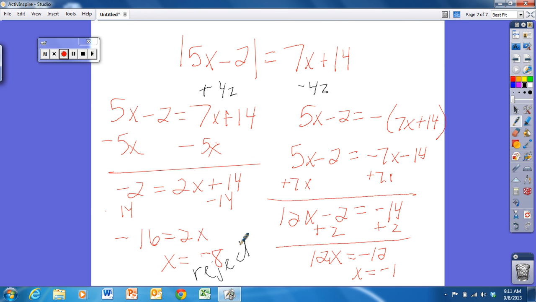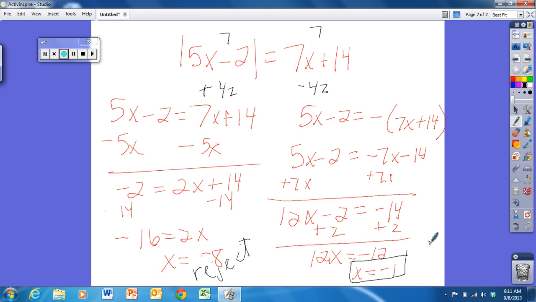Oh, I get it. You always reject the one on the left. What? No. Check your answers. Negative 1. 5 times negative 1 is negative 5. Minus 2 is negative 7. Absolute value of negative 7 is 7. 7 times negative 1 is negative 7. Plus 14 is 7. This one works.